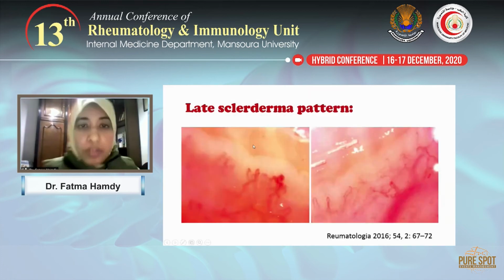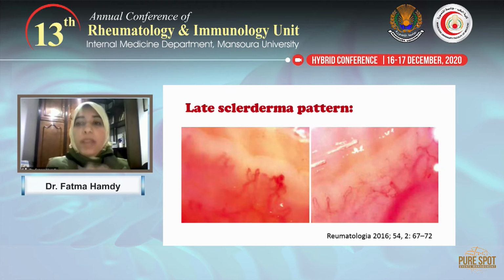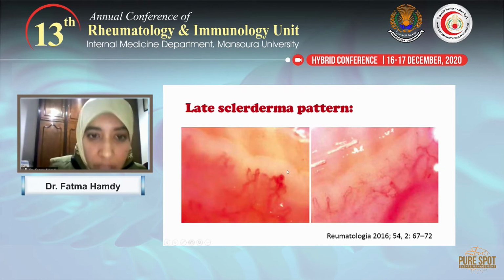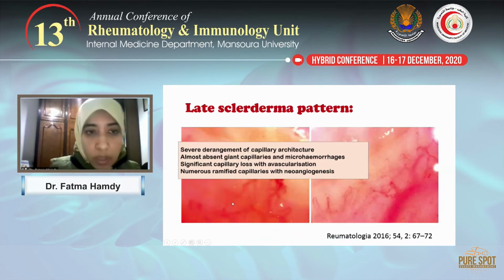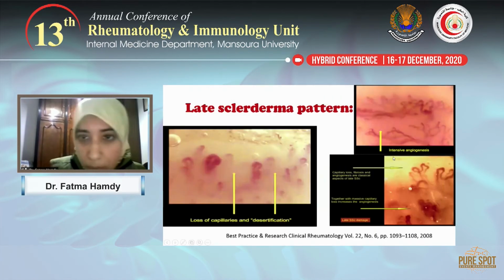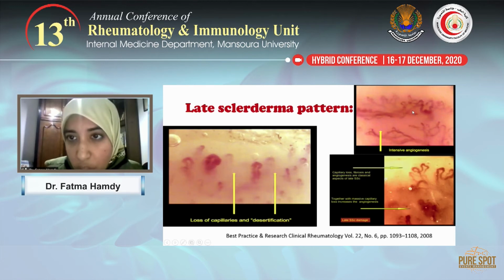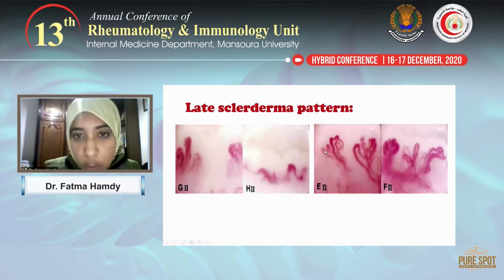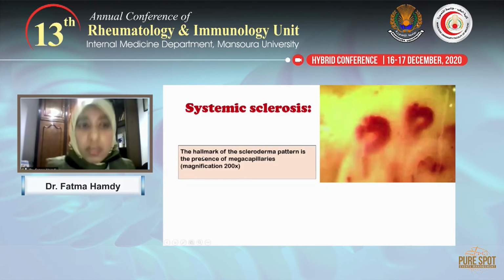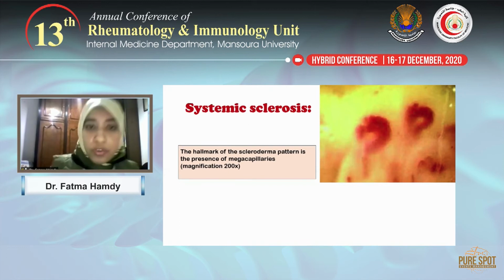As regards late scleroderma pattern, the major evidence is the desertification or a major capillary loss, and we will find the new angiogenesis or ramified capillaries. Here also there is desertification, loss of capillaries. We can find here the new angiogenesis or new vascularization. This is an image of new vascularization and angiogenesis.